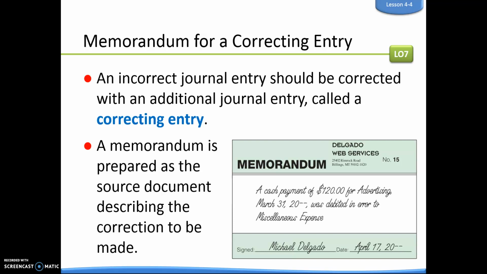So if you need to do a correcting entry, what happens is we make a memorandum. Now remember that a memorandum is a source document, and the reason that we prepare it is so we can have a reason, a document, a source for this correcting entry. So you can see that our correcting entry says a cash payment of $120 for advertising on March 31st was debited in error to miscellaneous expense.